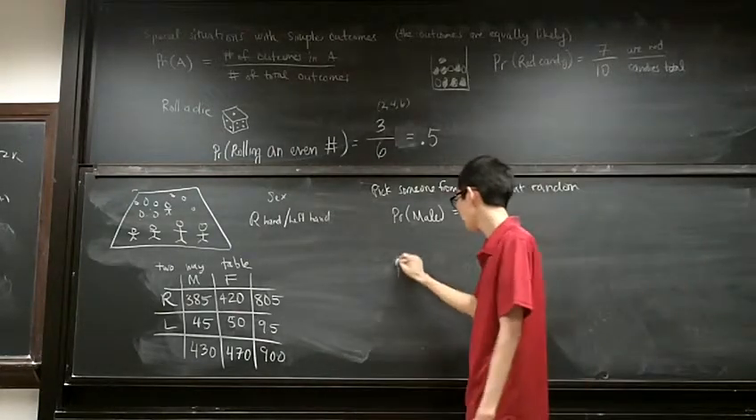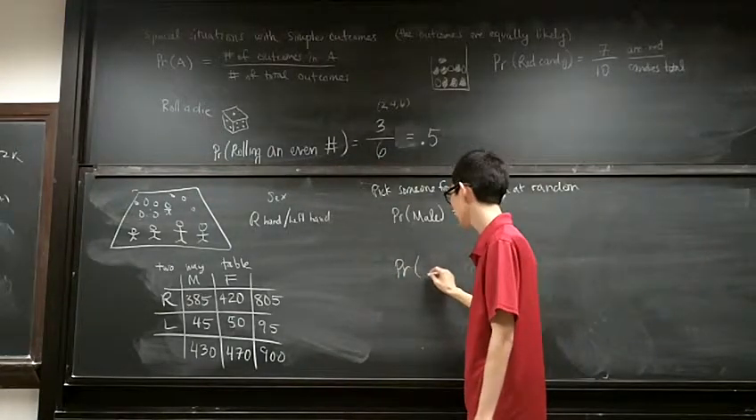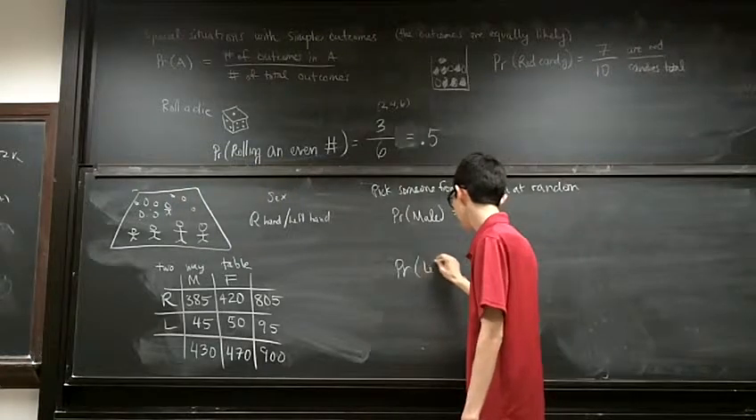What is the probability that I get someone who is a left-handed female?